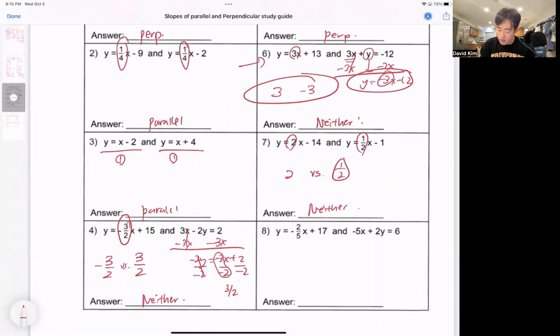It's neither. Last but not least, we have the slope of -2 over 5. Add the 5x on both sides of the equation. You get 2y equals 5x plus 6. Divide by 2. -2 over 5 versus 5 over 2. It's perpendicular, reciprocated, and has a negative sign.